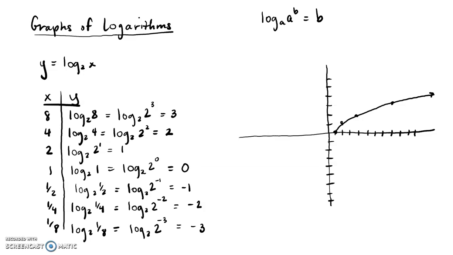So at 1/2, we've got -1. At 1/4, we've got -2. At 1/8, we've got -3. If we kept going, we'd have 1/16, -4, 1/32, -5, and so on. So the x values would keep getting closer and closer to 0 because we keep taking half, but we never actually reach 0 because 0 is undefined. And as we did that, the y values keep going more and more negative.